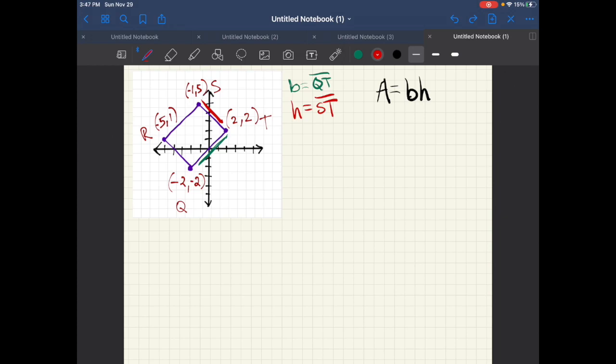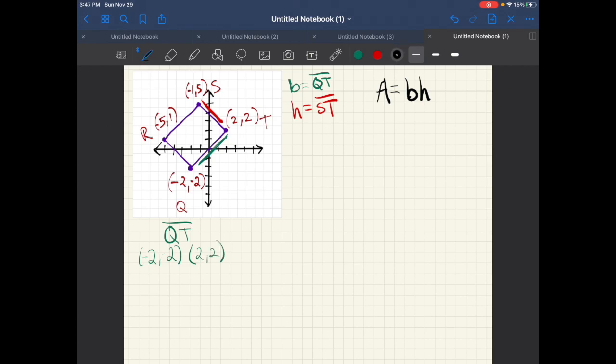So now we need to find the distance. And since these are diagonal, I can't really count that. So I'm going to have to use the distance formula. So let's start with the base. Let's find QT. So this is QT. And Q is at -2, -2. And then T is at 2, 2.